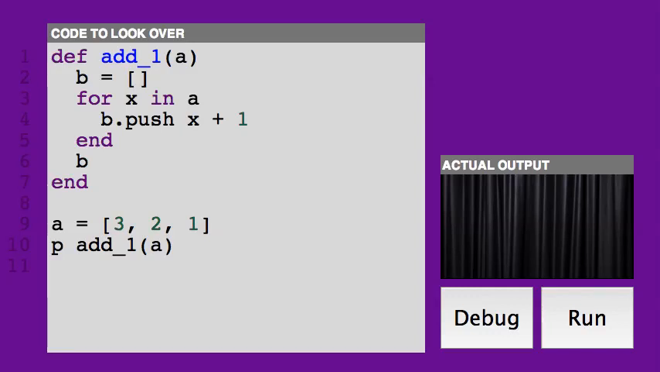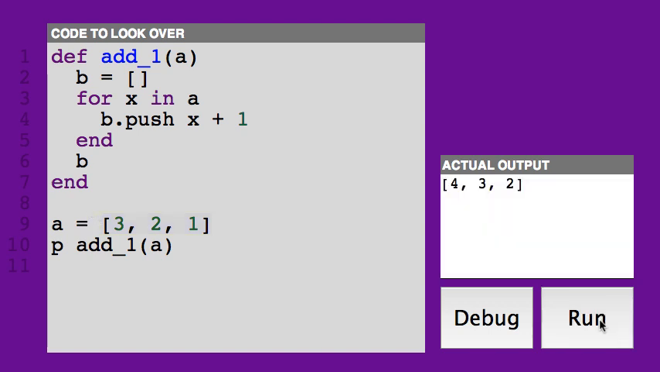Hi everyone. In this lesson, I'll demonstrate how a method can take another method as an argument and why you'd want that. We'll start by looking at this code that takes in an array 3, 2, 1 and adds 1 to each element, so we'll get 4, 3, 2 as the output.